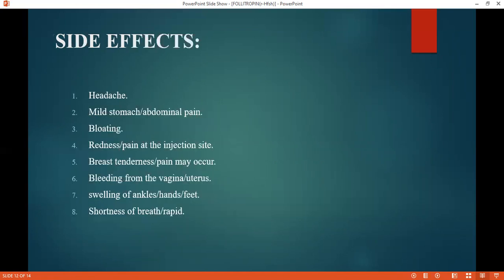Side effects. First of all, headache, upset stomach, abdominal pain, bloating, redness and pain at the injection site, bleeding from the vagina, swelling of the ankles, hands, feet, shortness of breath, rapid breathing. If any of these effects last or get worse, tell your doctor.